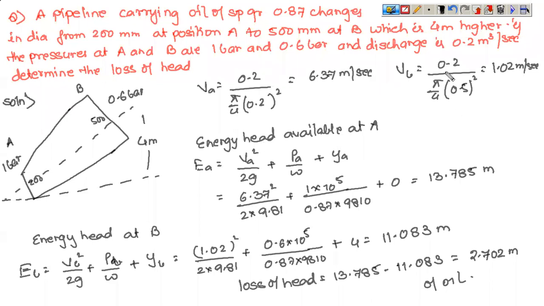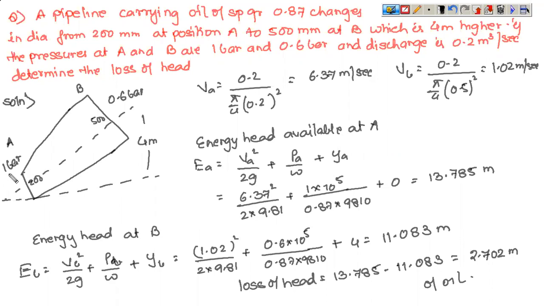Now velocity at exit, again Q divided by A2. This is 0.2 divided by pi by 4, 0.5 whole square. So this is 1.02 meters per second. Now the energy head available at A. The energy head available at A is denoted by EA. This is VA square by 2G plus pressure at A divided by W plus YA. VA we know it is 6.37 whole square, 2 into 9.81.